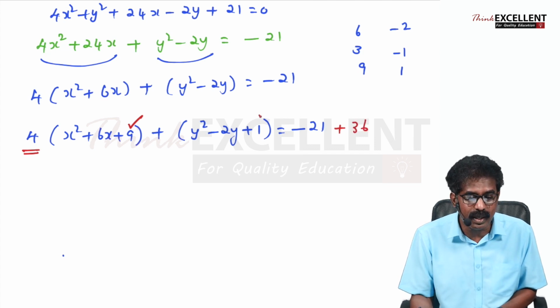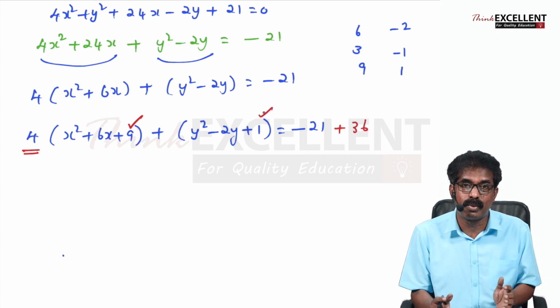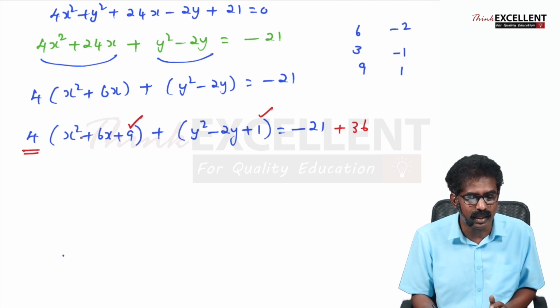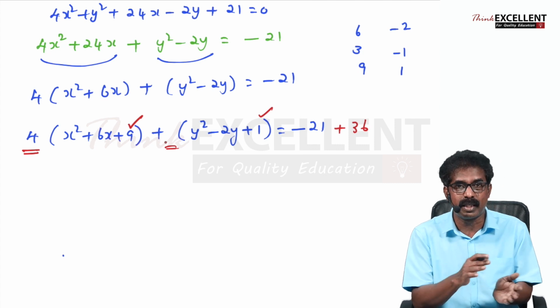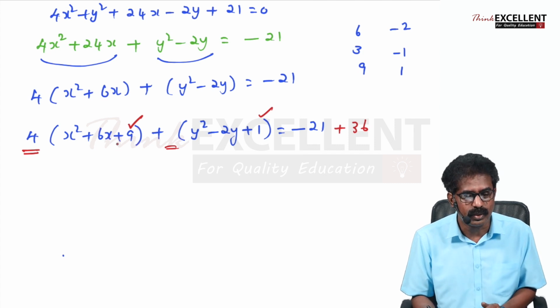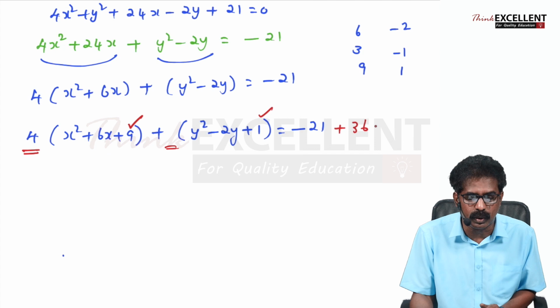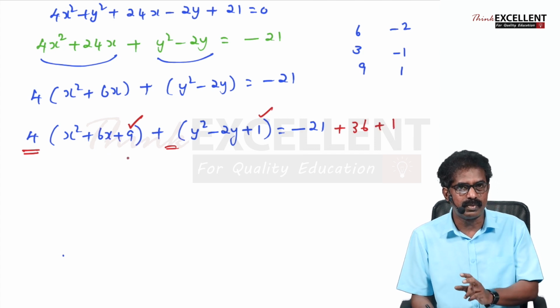In the second bracket we added 1. But the effect is what? 1 only. Why? Because its outside is plus 1. Sometimes it may be minus. When you go for hyperbola, it will be minus. You have to be very careful. Okay, so here plus 1 into 1, so it is plus 1 only. So this step is very important.